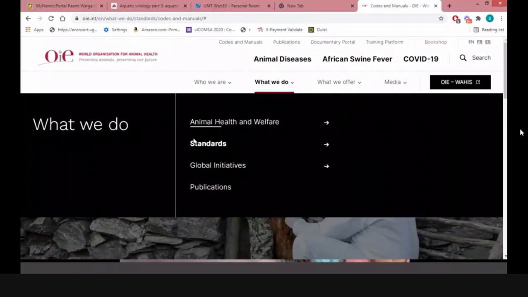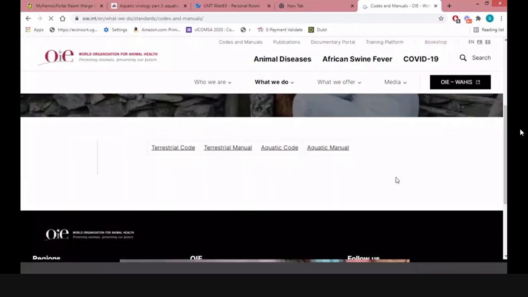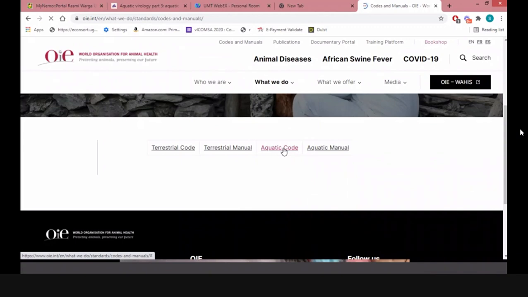So this is the new website. So you can go to the standards. Yang saya tunjuk dalam video adalah website yang sama tetapi website dia lama. Yang ni barulah. Tapi the information is still the same. So you can go to Aquatic Code, which has the rules and regulation, or Aquatic Manual. So if you want to find any information regarding aquatic animal health, you can find in this aquatic manual.